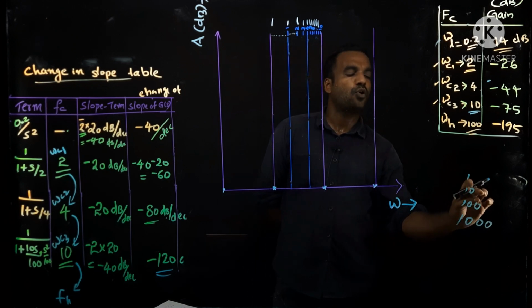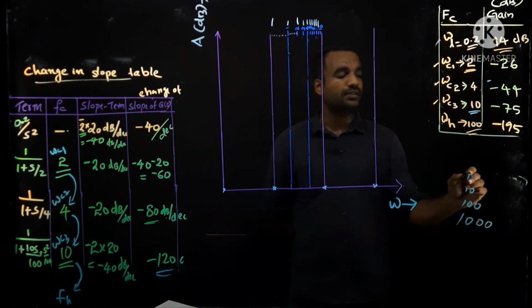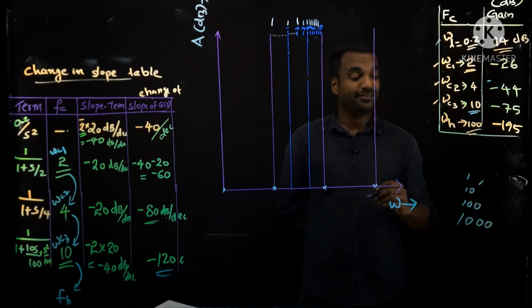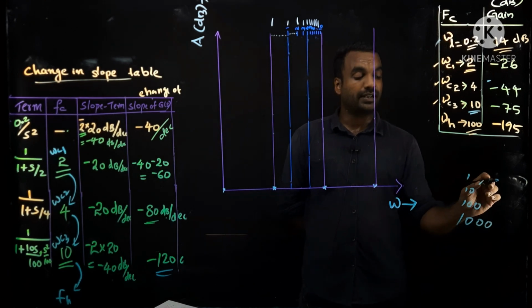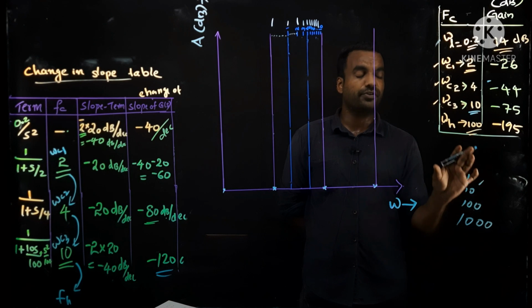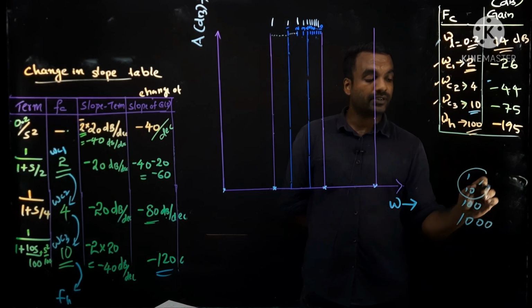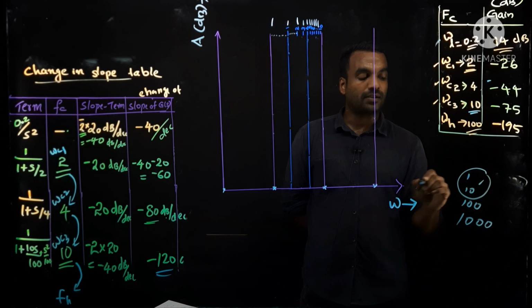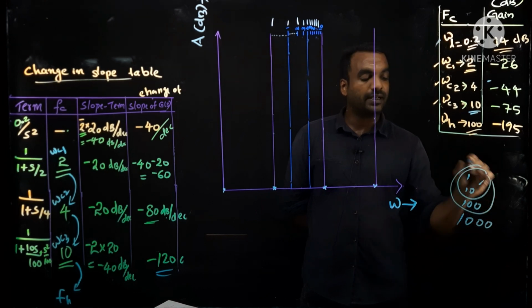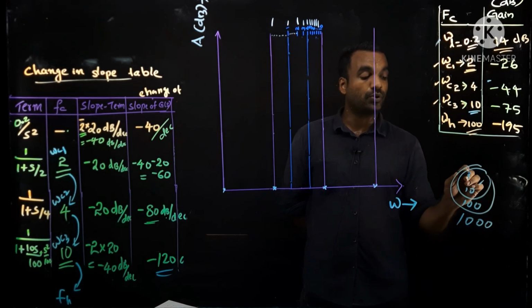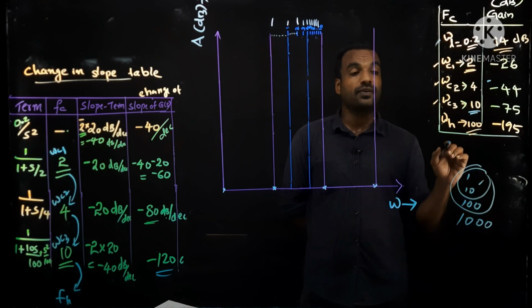If we have 4 divisions, I can represent 1 to 1000. 1 is the first division, then 10, 100 and 1000. If we have 2 divisions, I can represent 1 to 100. If we have 3 divisions, the 2nd division is 1 to 10 and the 3rd division is 1 to 100.